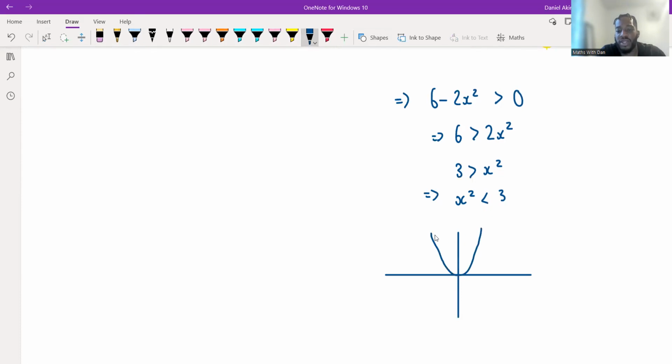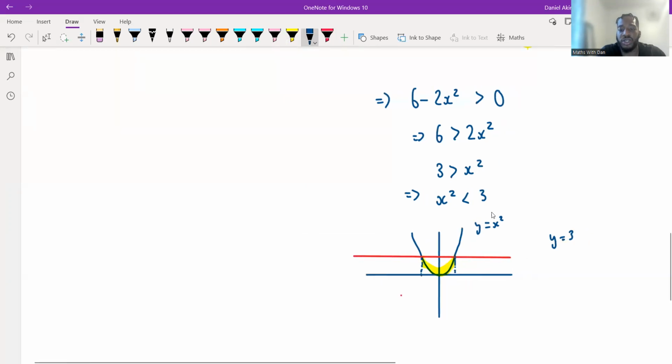And we're asking for when this graph of x squared is less than 3. So we need to draw the graph. This is y equals x squared. We also need to draw the graph of y equals 3, which is just going to be a horizontal line, isn't it? Like this, around here. So we need where the graph is less than that. And we can see it's for values between here and here, right? And we can see clearly the values will just be the intersection points of the graph of x squared and 3. So you just need to solve that.